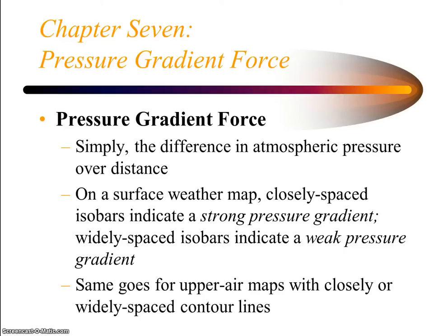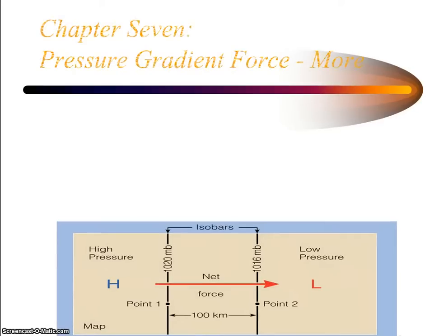Now the same goes for upper air maps with closely or widely spaced contour lines. Closely spaced contour lines means it's windy up there. Widely spaced contour lines means above your head, well, it's not so windy.